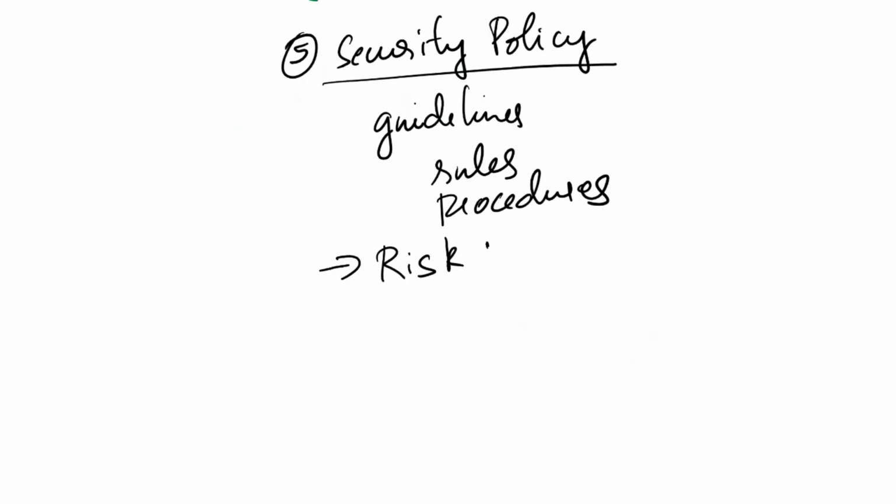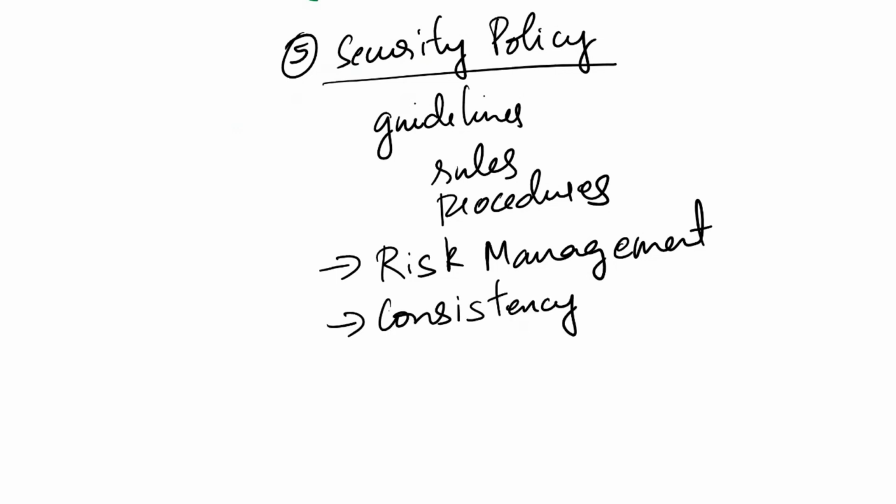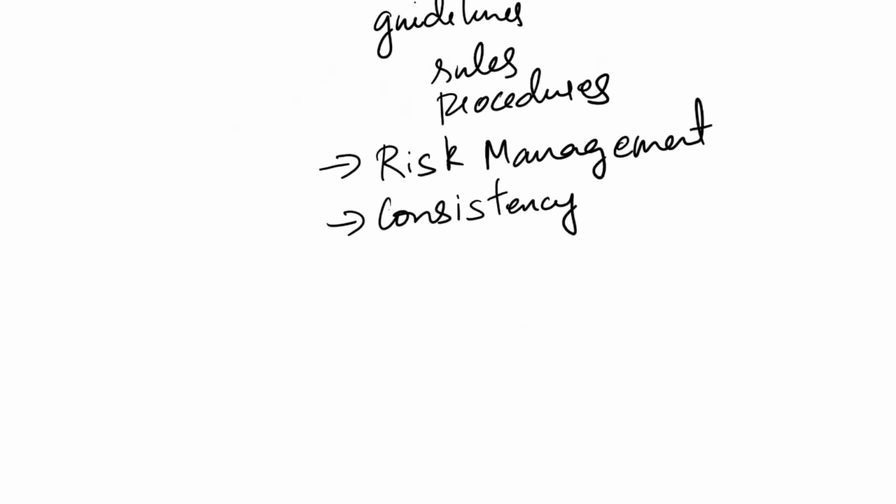First is risk management. Security policies help an organization identify and manage security risks. They establish a structured approach to mitigating vulnerabilities and minimizing the potential impact of security incidents. Next is consistency. Security policies ensure that security practices are consistent throughout the organization. This uniformity helps maintain a strong security posture across all departments and units. Next, compliance. Security policies often align with industry regulations, legal requirements, and compliance standards. Adhering to these policies helps organizations meet legal obligations and avoid costly fines and legal consequences.